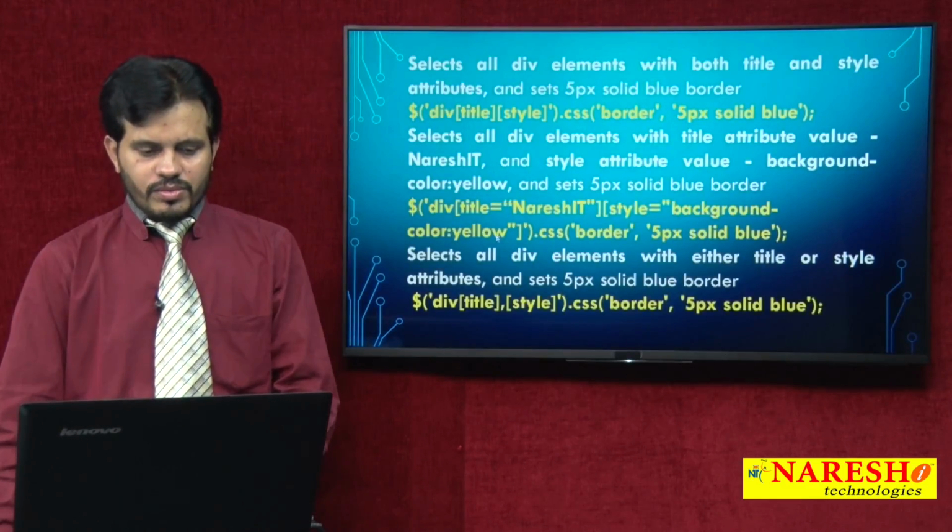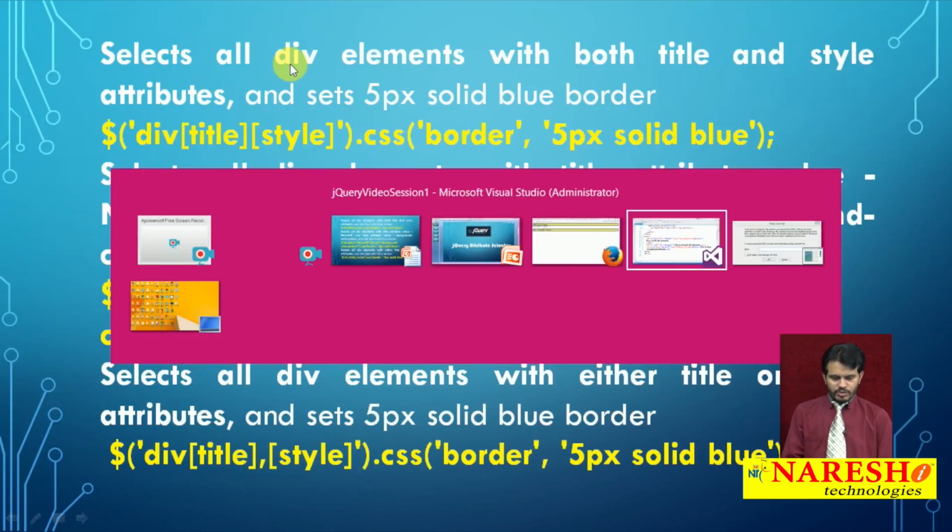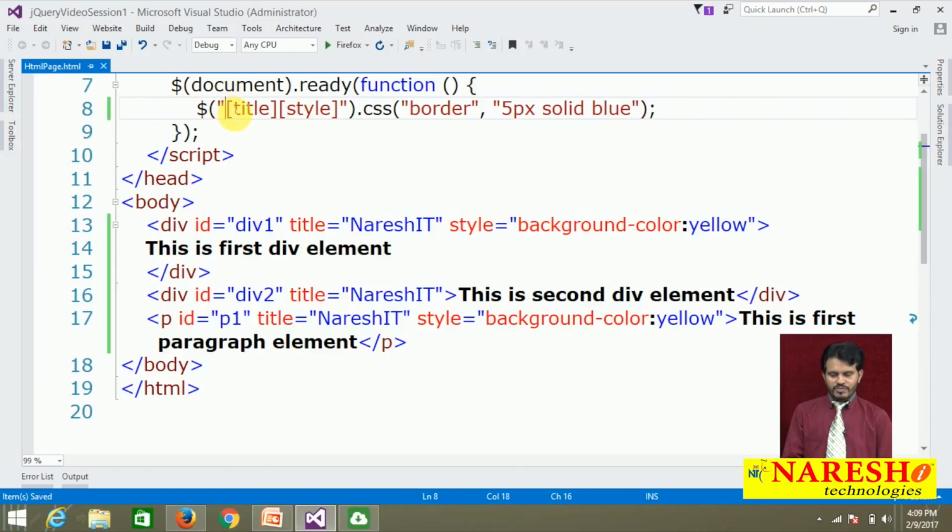So now the next example selects all div elements with the title attribute, right, value Naresh IT, fine, and style attribute value background color yellow, and set this one. Before I move this example, in this example I have mentioned div. So I have not shown you, let me show that. Here I am not using div, I am using title style, means all elements. That's why this div is also getting selected and this paragraph is also getting selected, because both are using the word title and style.